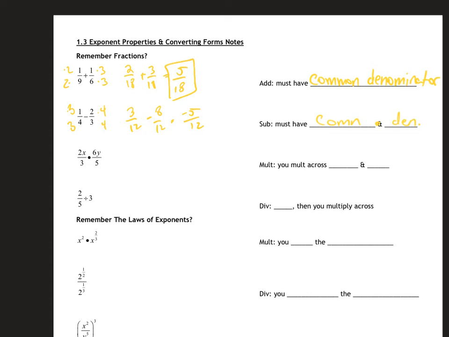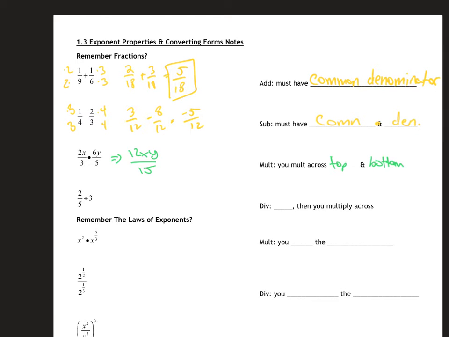Now, multiplying is a little bit different. So what you're going to do here, you're going to multiply across. You always do the top and the bottom. So 2x times 6y is going to give me a 12xy. And then 3 times 5 is 15. So if you want to come over here, change that note, you're multiplying top and bottom. You're multiplying across. I shouldn't have done that, but whatever.